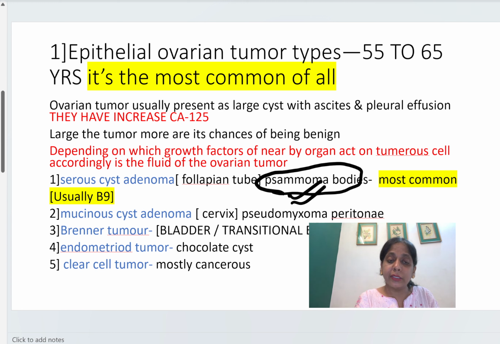Okay, another tumor is the mucinous cystadenoma. Here the epithelial ovarian tumors are influenced by the growth factors of the cervix, and the fluid nature of this cyst is mucin. Now imagine this tumor was growing, getting large in size, and the mucin was there, and what if this tumor ruptures? The whole of the mucin will now be in the peritoneal cavity.